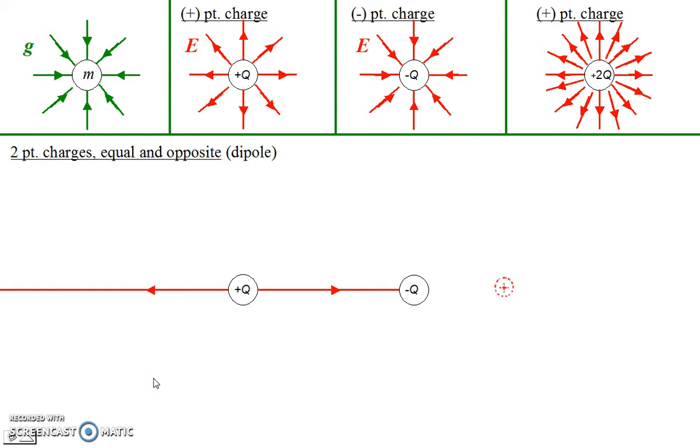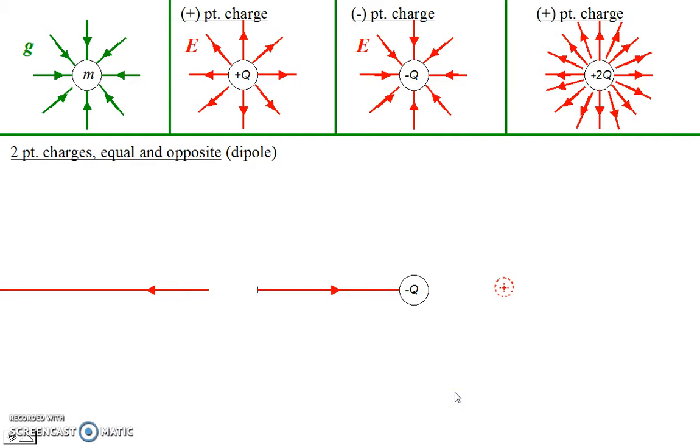What if we imagine our positive test charge over here? We're going to play the same game. What if we only had the positive charge? Well, it would be repelled, so that force would point to the right. Remember, we're focusing on the test charge. What would it experience? It would feel a force to the right from our positive source charge. What if we only had the negative charge? It would be attracted. It would feel a force to the left.